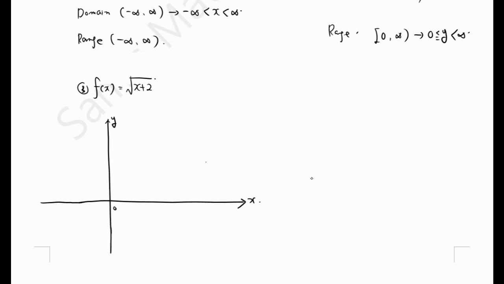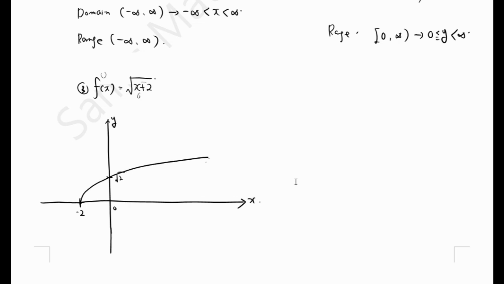So when x equals minus 2, it is 0. If x is less than minus 2, this is not defined because the inside of the square root is negative. It is not defined in the real domain and range. So the domain must be greater than minus 2, and when y equals 0, x is minus 2, and when x equals 0, y is square root 2. And the graph is like this.